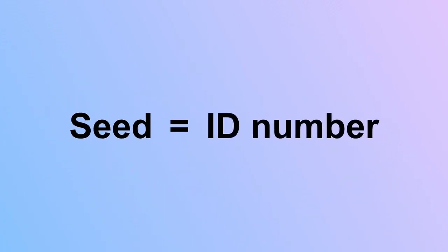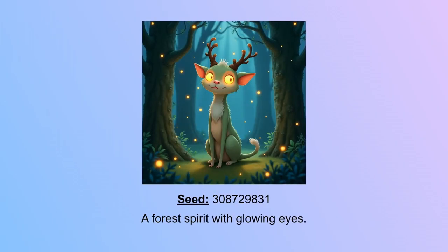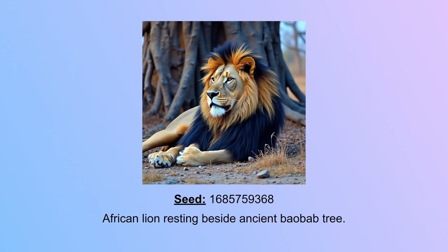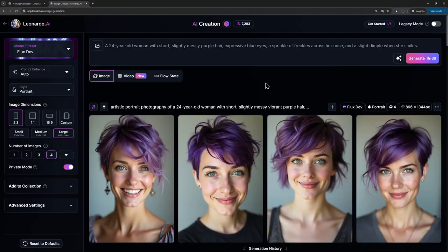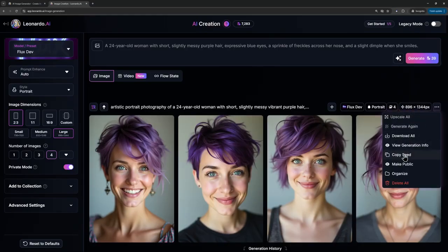Every single image generated has one. It's a specific code that tells Leonardo AI how to generate that particular image. By reusing it, you're asking the AI to start from the same point every time. To copy it, just click the 3 dots on the image and select Copy Seed.